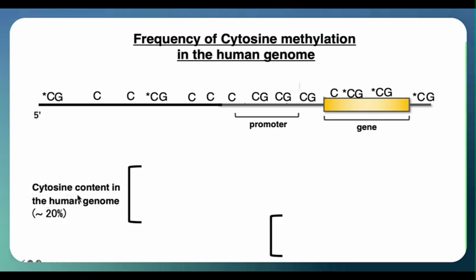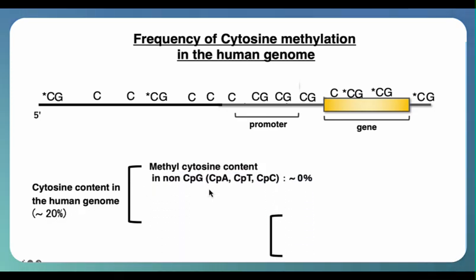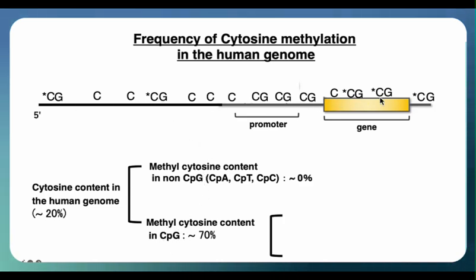The cytosine content in the human genome is approximately 20%. The methylation of cytosine in CpA, CpT, and CpC sequences is almost zero. On the other hand, the methylation of cytosine in CpG sequences is about 70%. However, the methylation rate varies greatly, depending on where the CpG sequence is located within the genome.